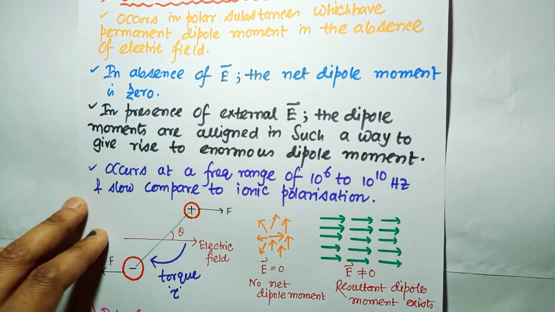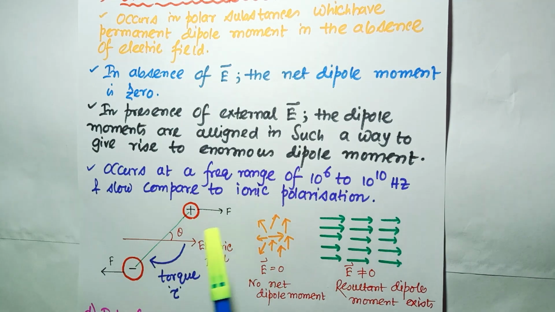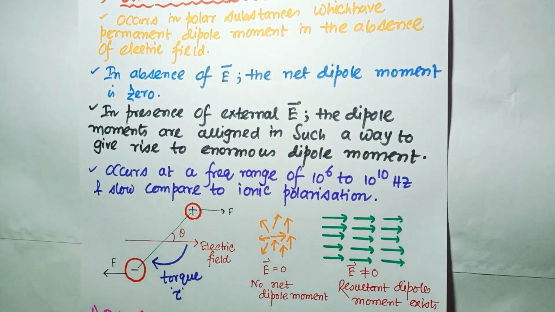You can see this is a dipole, and in the presence of the external electric field, the positive and the negative charge, or ion, to be better, will feel a force in the opposite direction. So there will be a torque, and the torque will tend to align the dipole in the direction of the external electric field. This kind of polarization is called the orientation polarization.